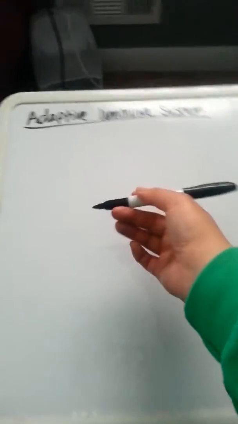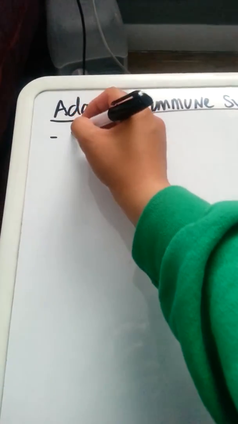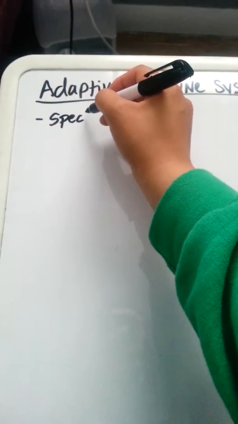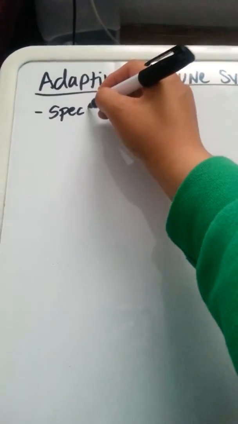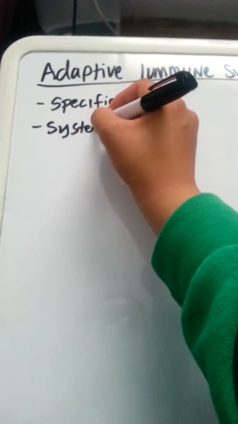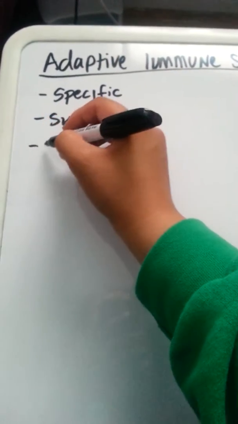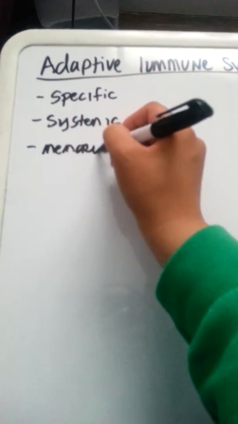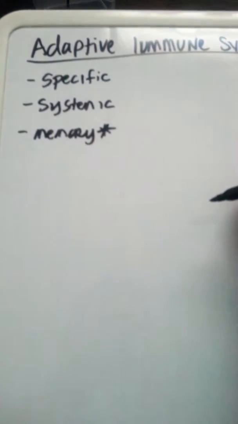Okay, so I'm going to be talking about the adaptive immune system, or the adaptive defense. It comes right after the innate defense immune system. The innate one, if you watch my other video, is the non-specific. Adaptive is specific. There are three things right off the bat that you need to remember. It's specific, systemic, and probably the most important, it has memory. Okay?